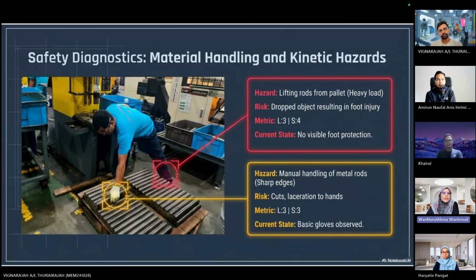So this is also about the safety diagnostic, where we see a hazard in terms of the lifting rope from the pallet, which is a heavy load, and if something drops, it causes injury to the people that handle this machine. We also see manual handling of metal rods, which have sharp edges, and also the use of improper gloves. So this is also a risk that we observed. Next.